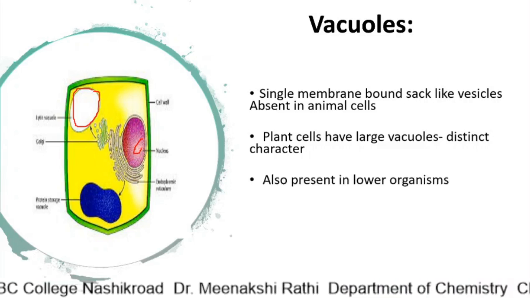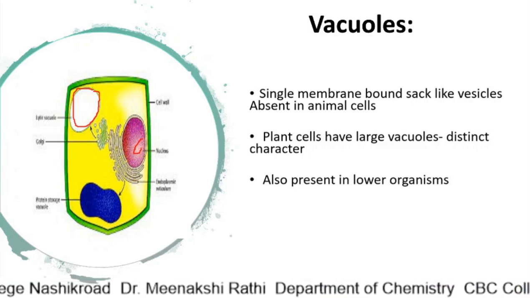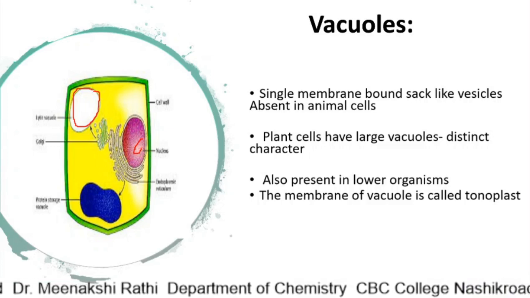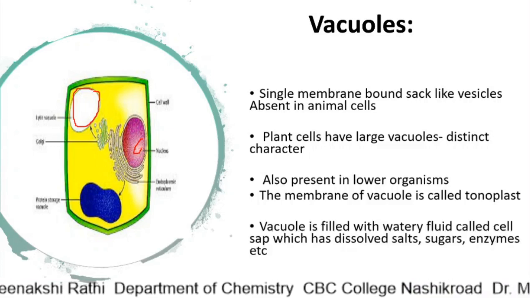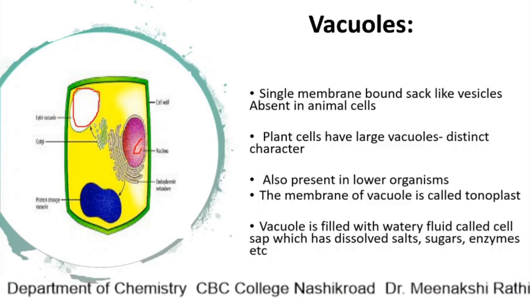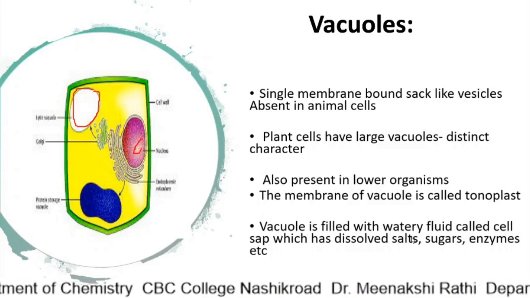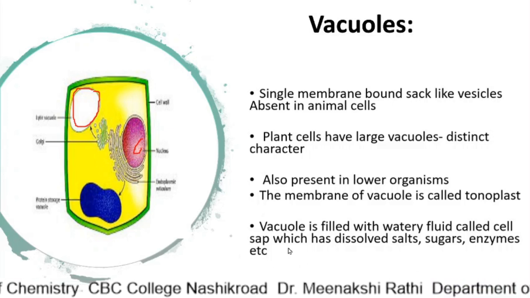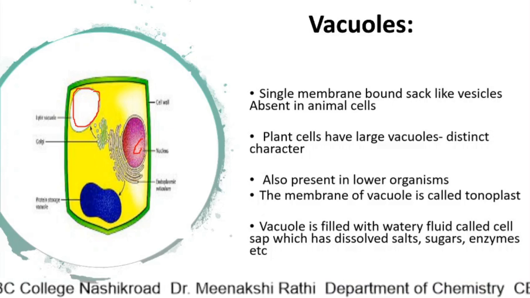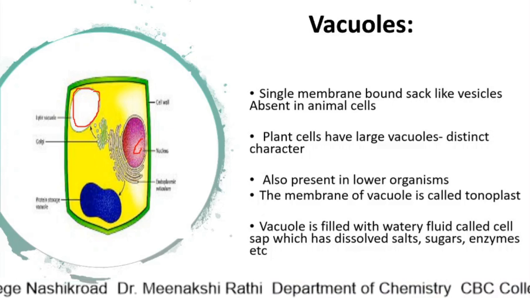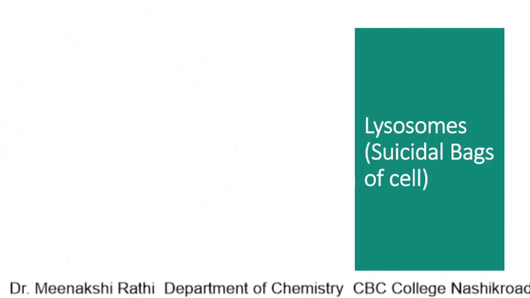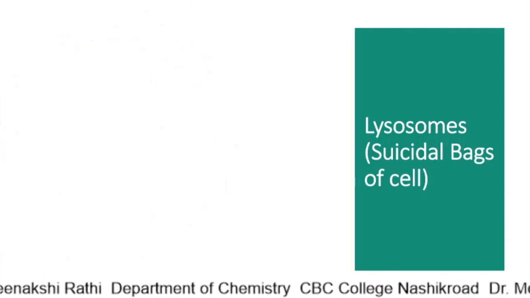These are also present in lower organisms. The membrane of the vacuole is also called the tonoplast, and the vacuole is filled with a watery fluid called cell sap, which has dissolved salts, sugar and enzymes which are required for the photosynthetic process. Now the next cell organelle is lysosomes.